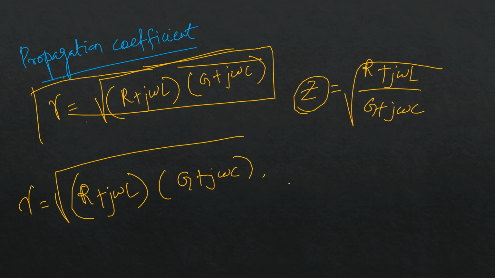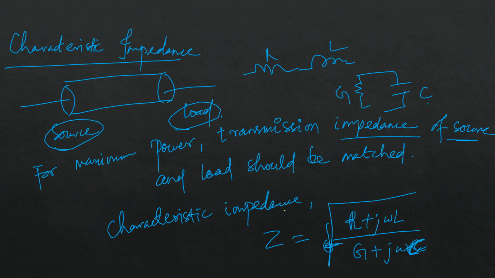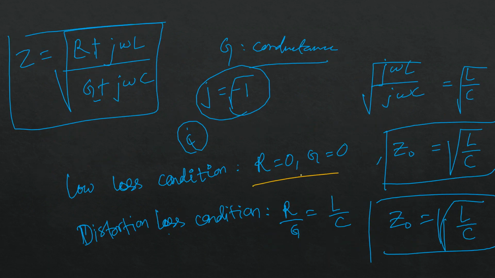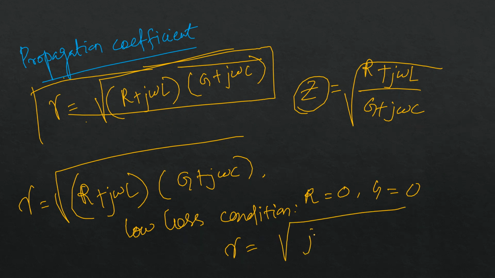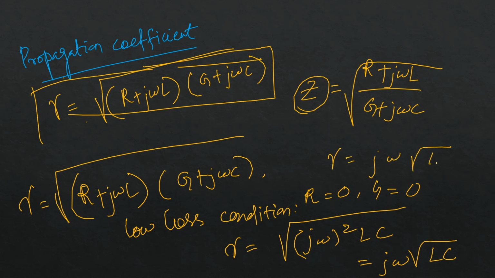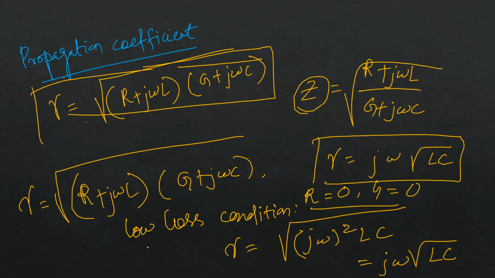Okay, gamma is equal to root over of R plus j omega L whole into G plus j omega C. So again, low loss. What is your low loss condition? If you go to the previous slide, you can see here R is equal to 0, G is equal to 0. So put it here, and you will get gamma is equal to root over of j omega square into LC. So j omega will come out, j omega root over of LC. So gamma is equal to j omega root over of LC is your propagation coefficient when R is equal to 0, G is equal to 0. That means low loss condition.